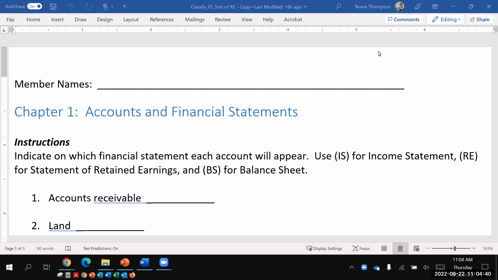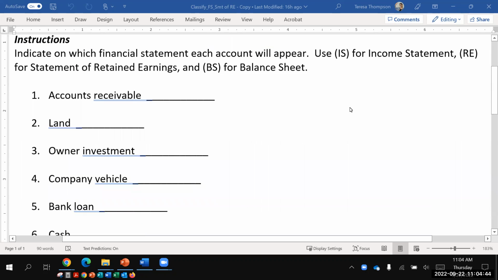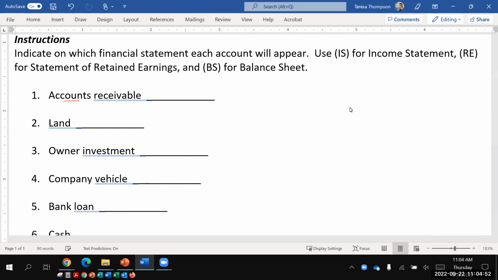All right, let's go through this practice exercise. You're going to indicate where the item would appear. Is it going to be on the income statement, statement of retained earnings, or balance sheet? Accounts receivable, we said that's an asset, right? All assets appear on the balance sheet.